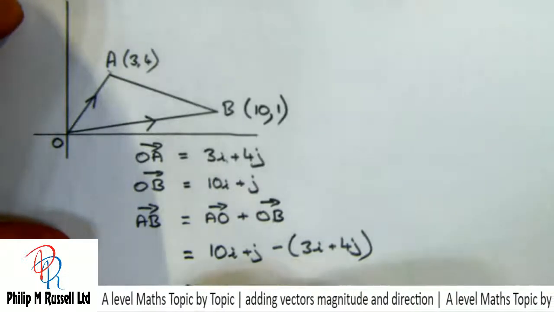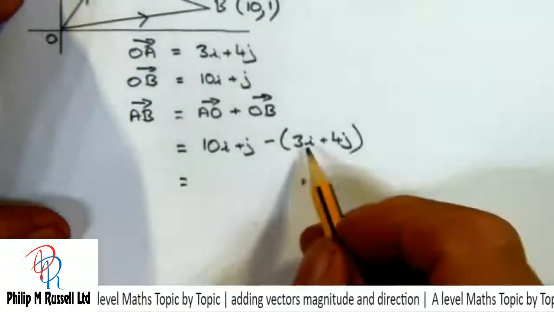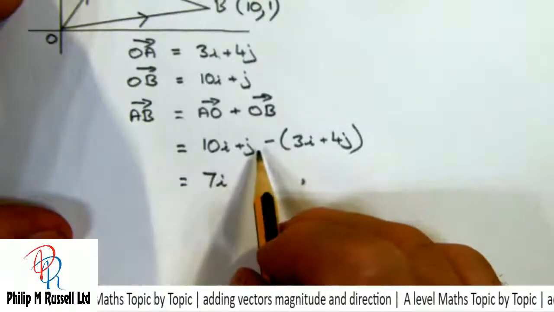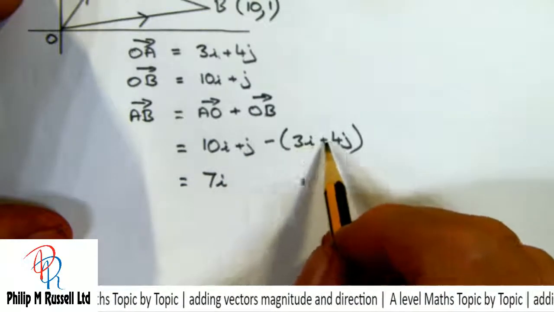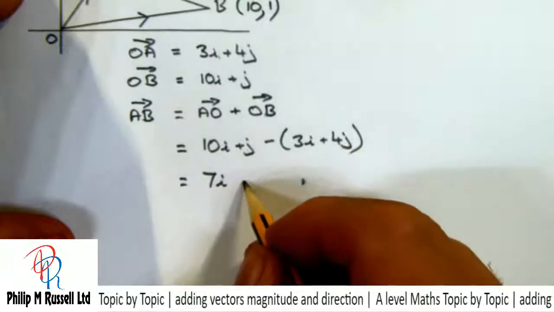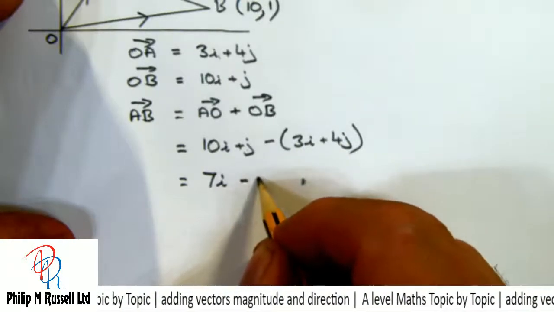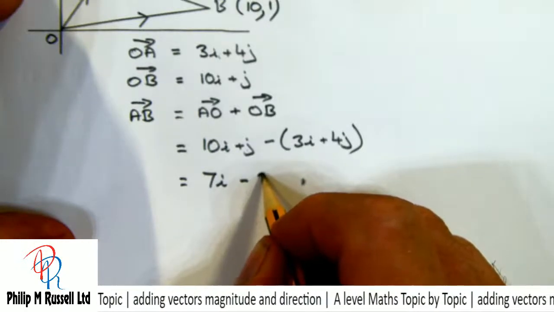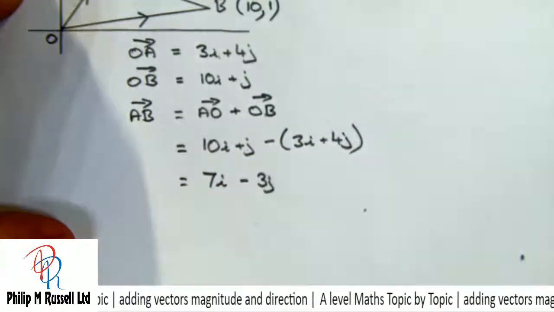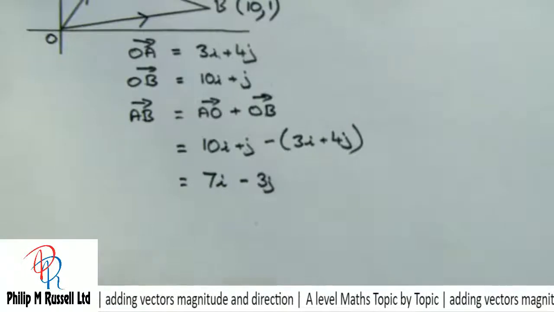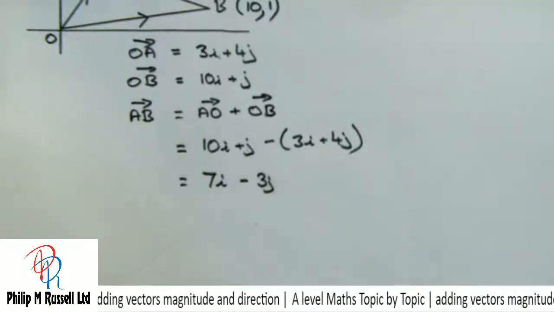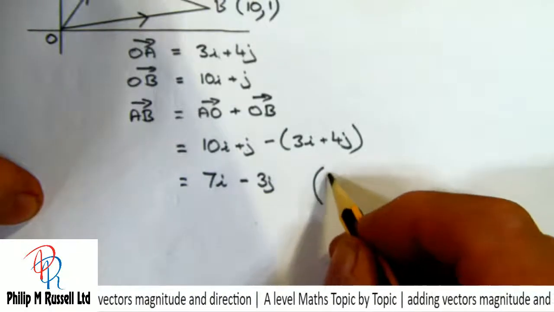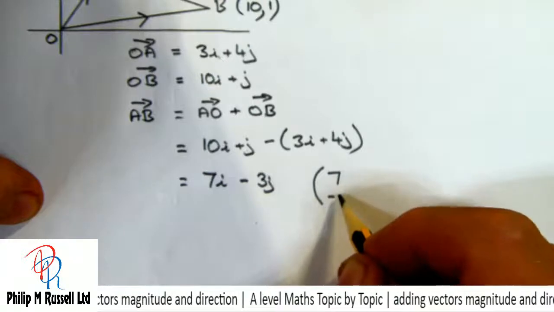So what have we got here? Well, I've got 10i minus 3i, which is going to give me 7i, and I've got j minus 4j, which is going to give me minus 3j. In column vector form, this is going to be (7, -3).